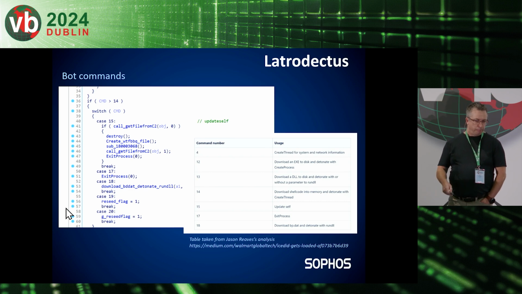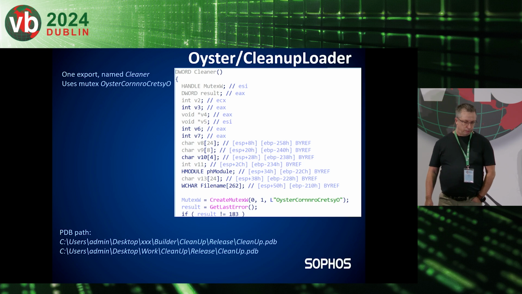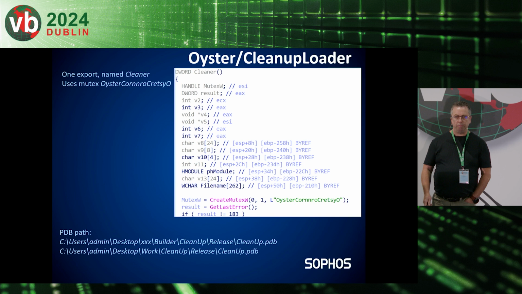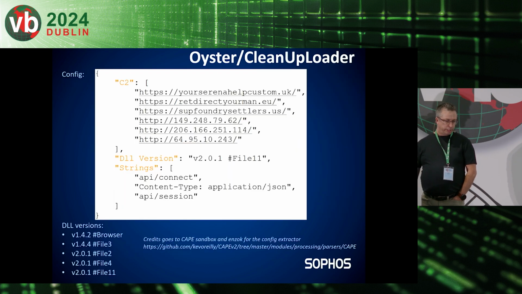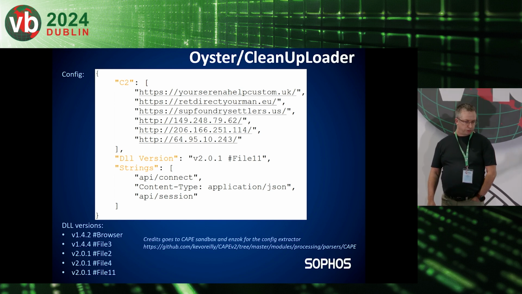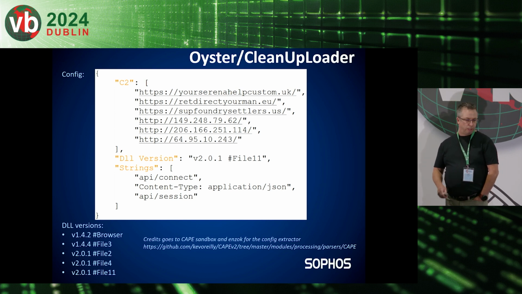Now let's look at another payload, Oyster. Oyster is just a basic loader. Its main characteristic is the fact that the mutex name always contains the word Oyster. Another characteristic is that the PDB path is always in the binary, and its name is cleanup.pdb. Good news again, the CAPE sandbox can extract the config, so we're able to get the C2 information, DLL versions, and some of the strings that are used for the HTTP request.